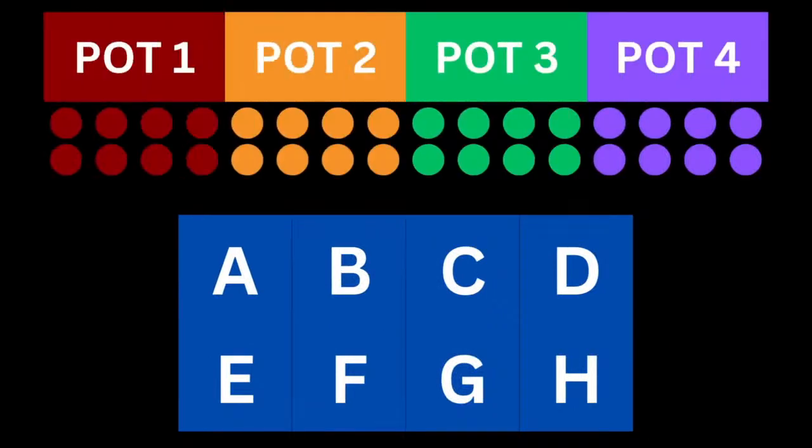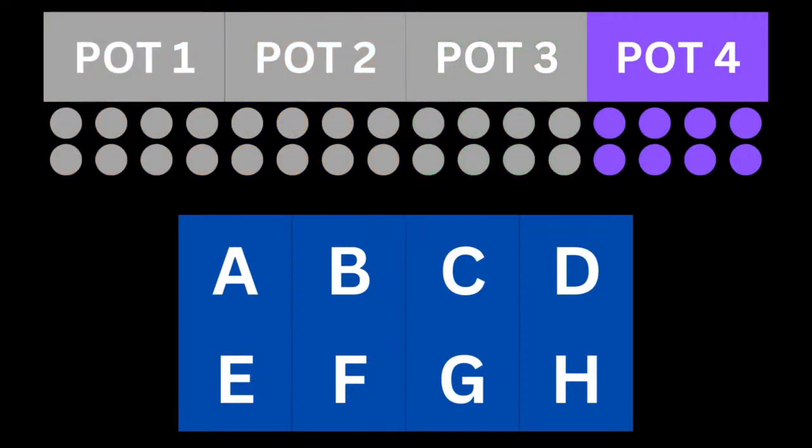There were 8 groups of 4 competitors, labeled A through H. Each group will have at least 1 competitor from each pot. We'll start with Pot 4 first. 1 competitor will be randomly selected from Pot 4. Once this competitor has been selected, they'll go into the next available group, determined by the alphabetical order. We can see here that Group A would be first, so this competitor will go into Group A.